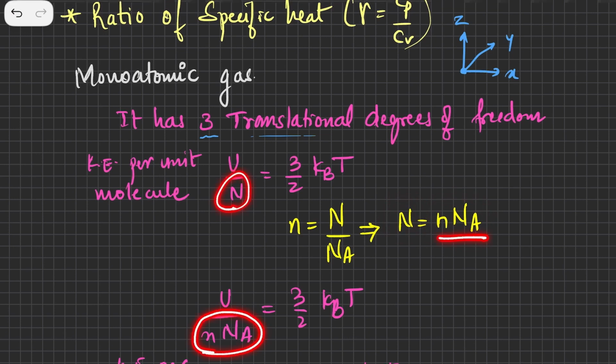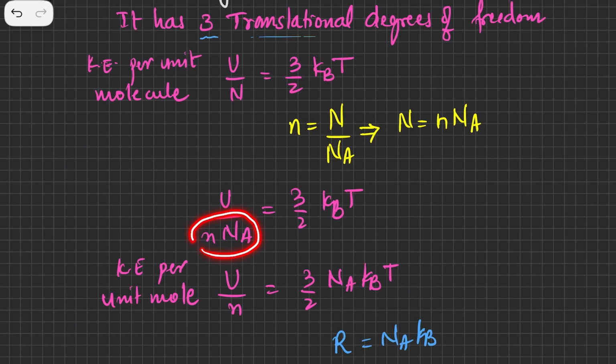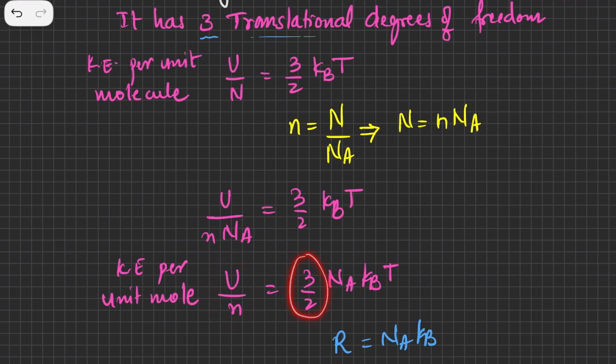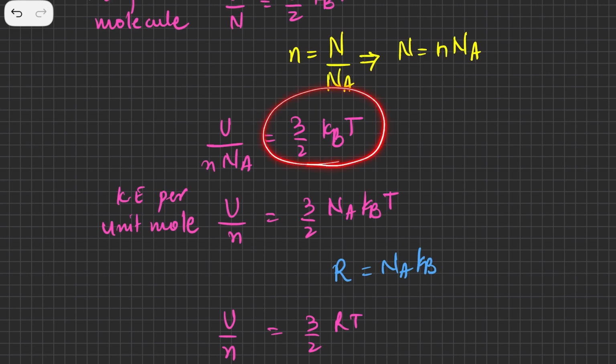So n times Na, this becomes n times Na. Now move this Na to the other side. What remains is U upon n, which is called the kinetic energy per unit mole. Single mole kinetic energy is U by n, and this becomes 3 by 2 Na into Kb into T. So in this equation you just have an Na extra over here.